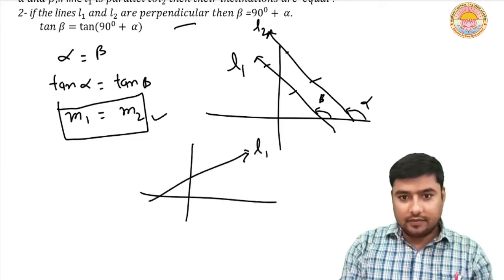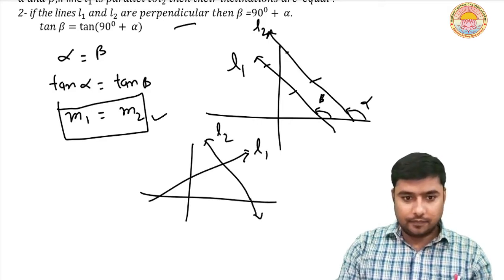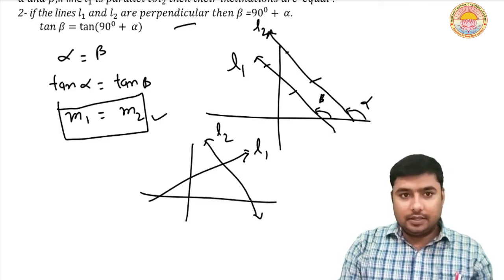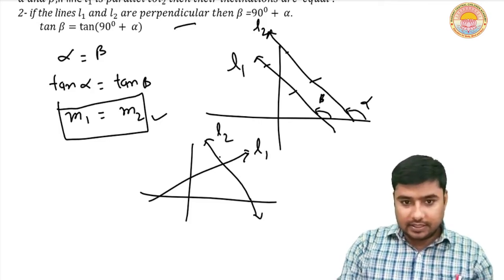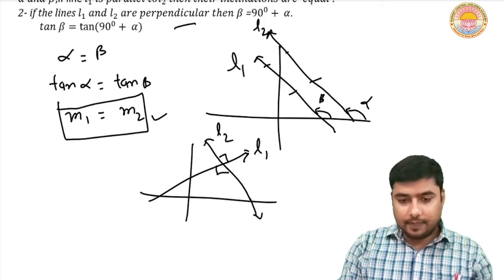This line is L1 and this line is L2. Suppose this line is L2. This angle is what? This angle is 90 degree, and so this is also 90 degree, and this angle is alpha, and this angle is beta.